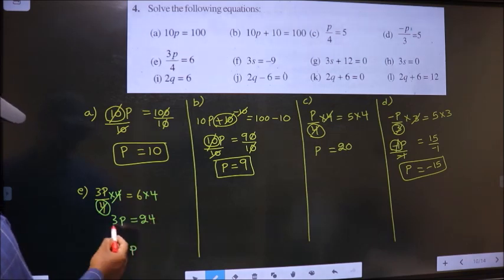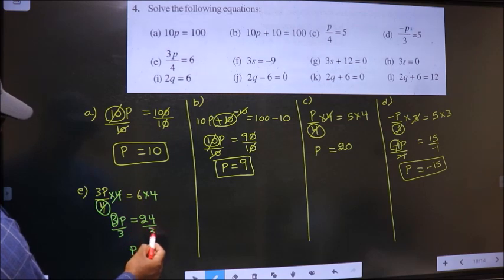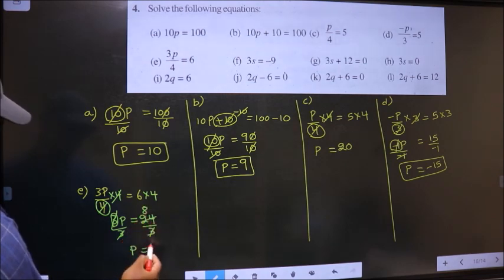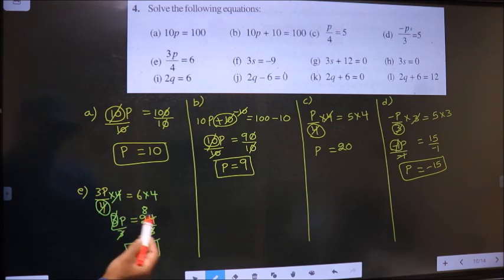Now to get p we should remove 3. To remove 3 you divide by 3 on both sides. So this cancels out, you get p equal to 3 ones are 3, 3 eights are 24. So p equal to 8 is our answer.